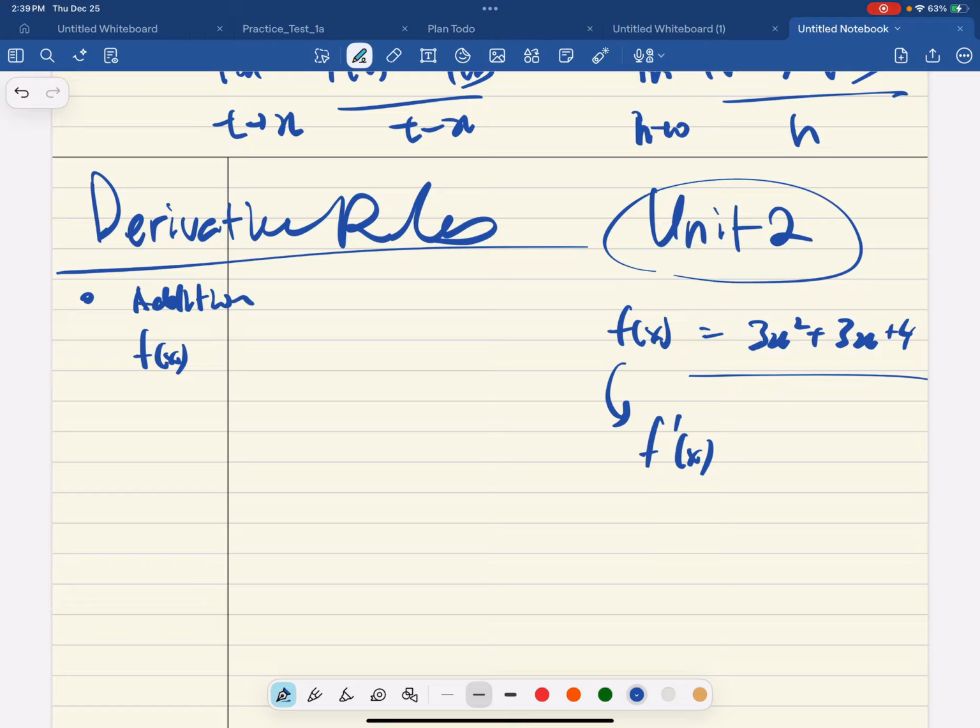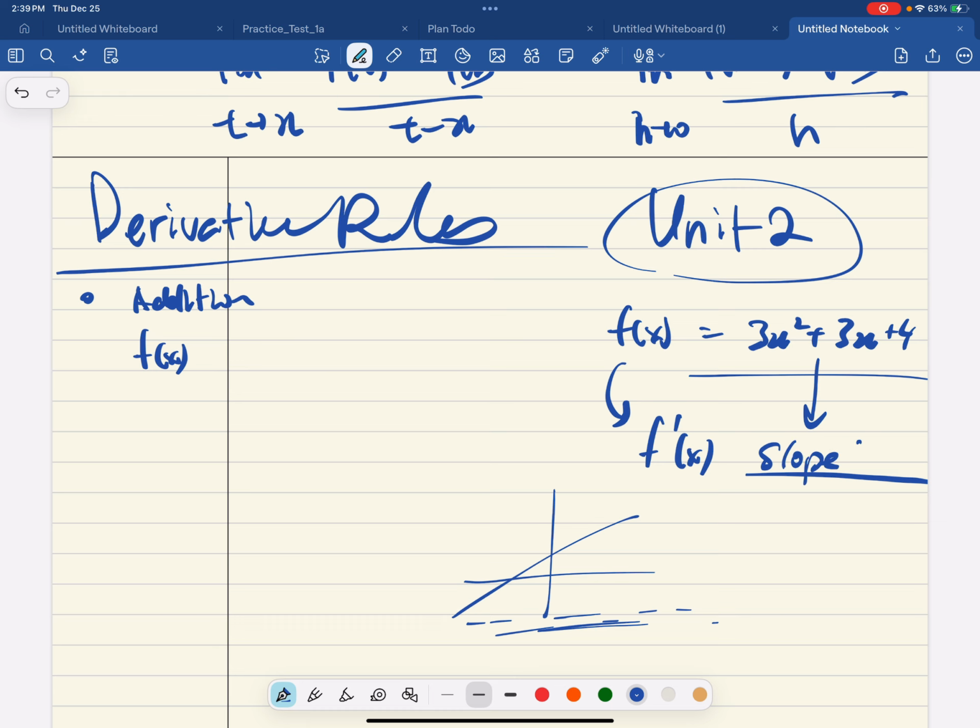So f prime or dy on dx means the instantaneous slope. So I guess you know what a slope is by now. Slope is like how steep a line is in the function. And to find that, you can actually get the slope throughout the entire function. The derivative works because you can get a new function that represents the slope of the previous one. So it's like a slope function. And this is really convenient, especially for functions that have changing slopes. Slope that is not constant.